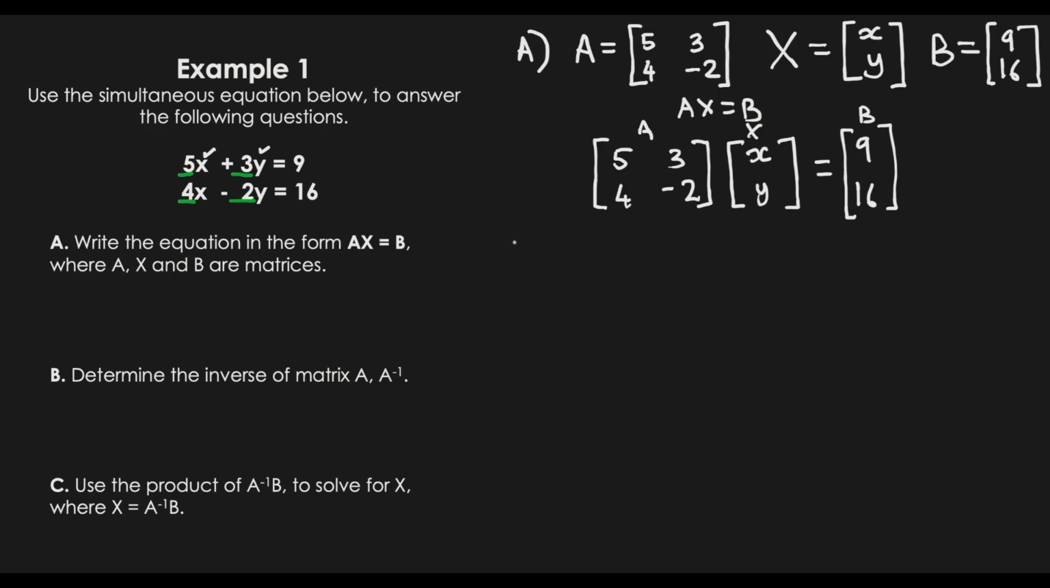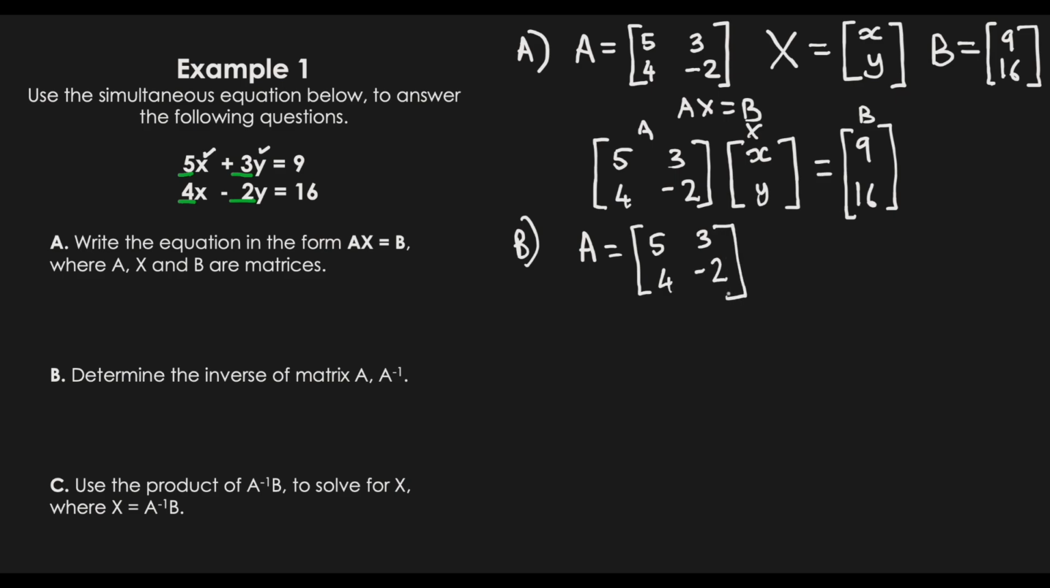Alright, so part B. For part B, we need to determine the inverse of a matrix A. Just in case you never did the inverse of a matrix, we also did that before in our previous video on determining the inverse, so you can always look back at that. But just in case you don't remember or don't know, this is how we go about doing it. So this is matrix A, which is 5, 3, 4, -2.